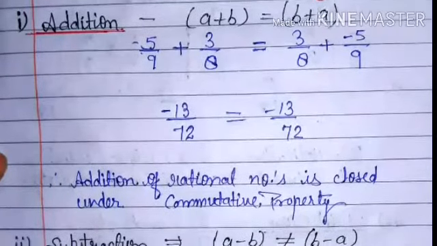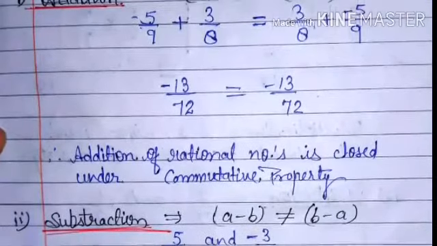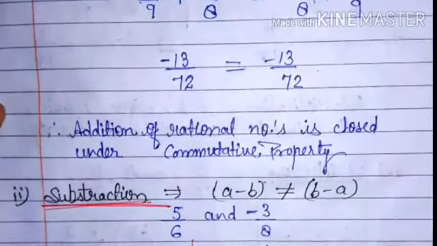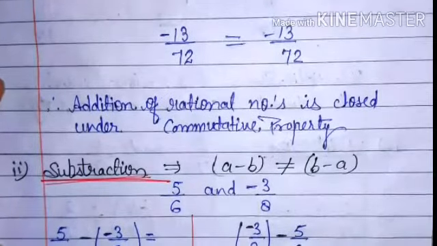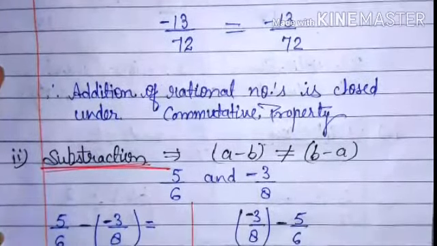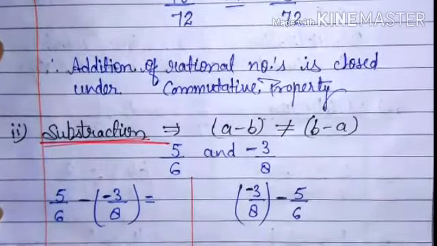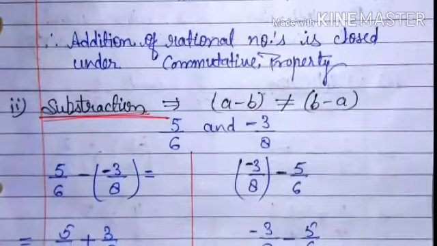So here we take two rational numbers, minus 5/9 plus 3/8. On the other hand, we write the same numbers by interchanging the places. So we will see that the sum of these two is equal on both sides. We get minus 13/72 on both sides. So we can say addition of rational numbers is closed under commutative property.